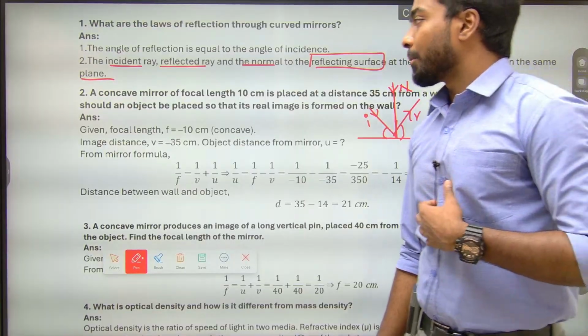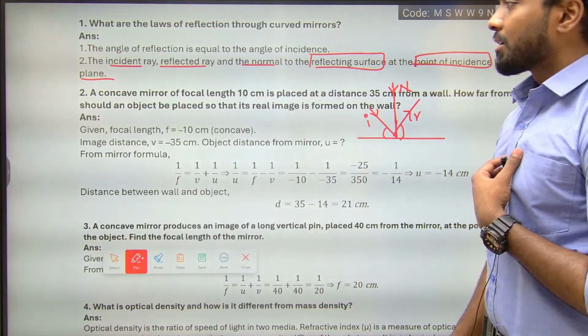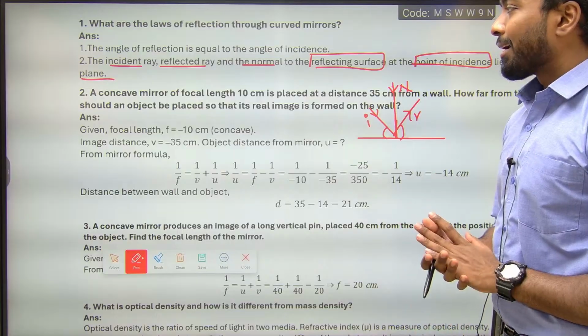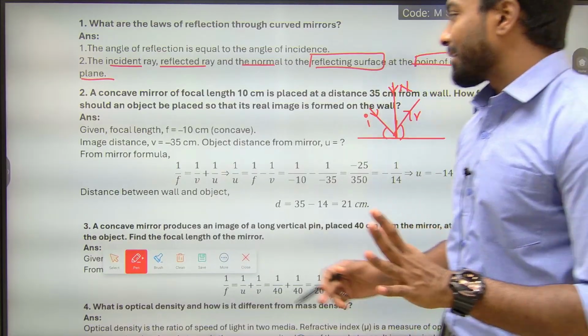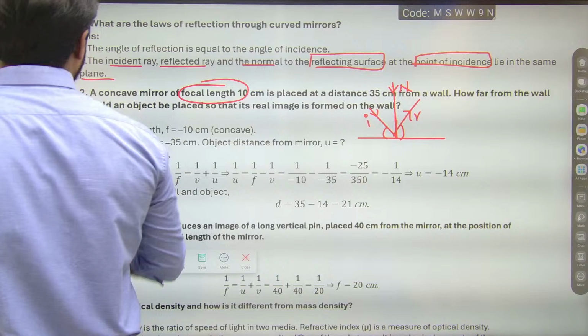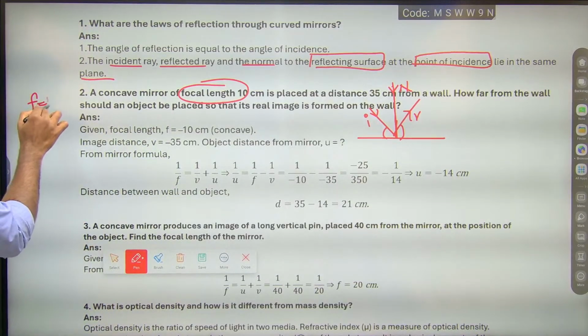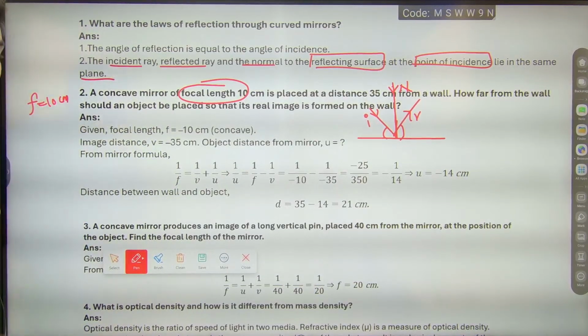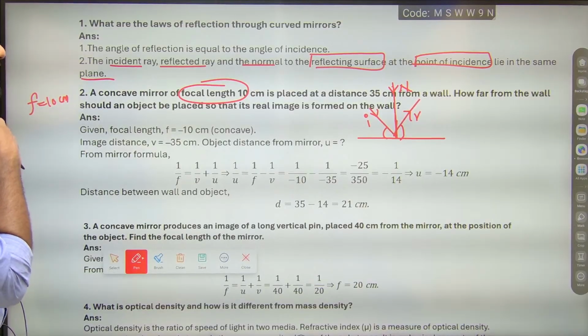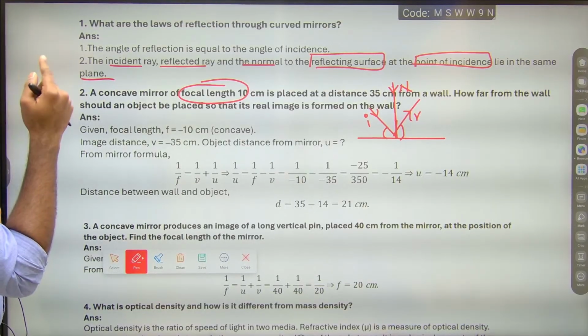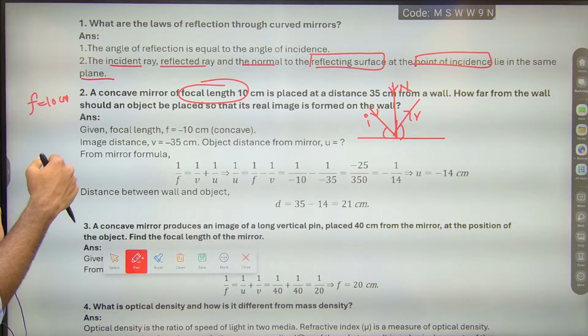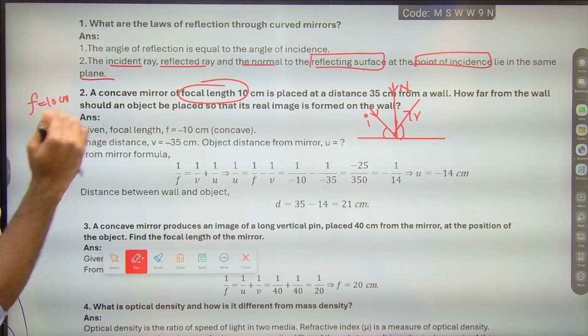What about the next question? A concave mirror of focal length F equals 10 centimeter is placed at a distance of 35 centimeter from the wall.